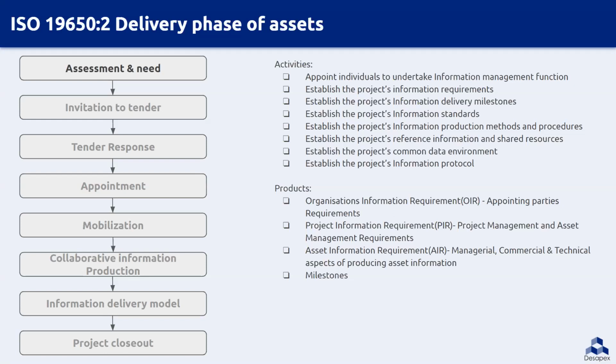As a result of all these activities performed at this stage, we create documents based on the discussion. The documents are the organization information requirement, OIR, which contains appointing parties, objectives, strategic business operation requirements, asset management requirements, company policies, etc. Then we also create another document, the project information requirement, PIR, which contains project management processes and asset management processes during the design and construction phase of an asset. The other document is the AIR, asset information requirement, which has the managerial, commercial, and technical aspects of producing asset information. We also record the important project milestones at this stage. So these are the products of the assessment and need stage.